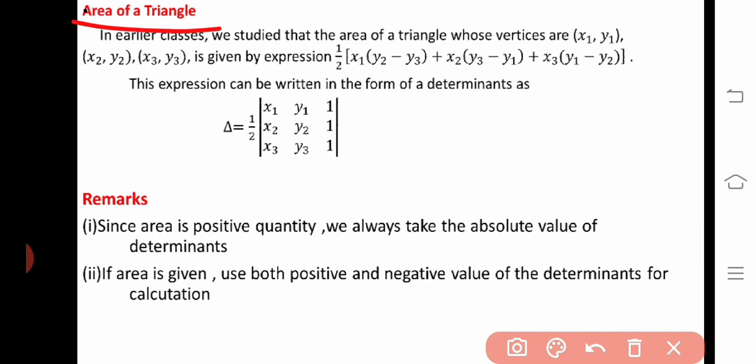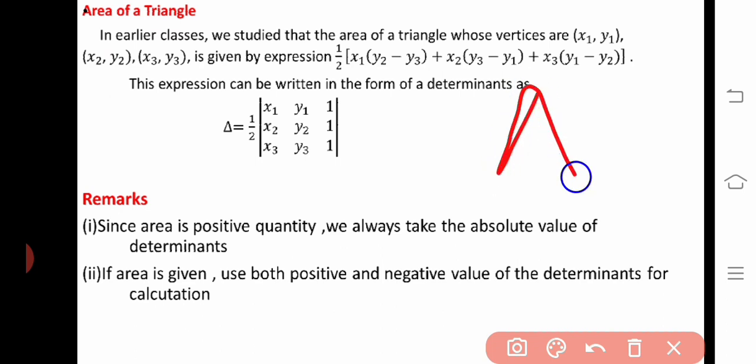In the earlier class, we studied how to find the area of a triangle if the vertices x1, y1, x2, y2, x3, y3 are given, by the expression 1 by 2 into x1 into y2 minus y3 plus x2 into y3 minus y1 plus x3 into y1 minus y2. Okay, let us discuss that.